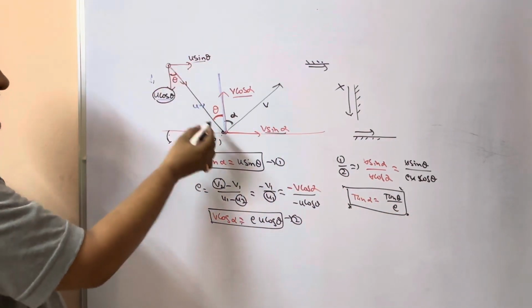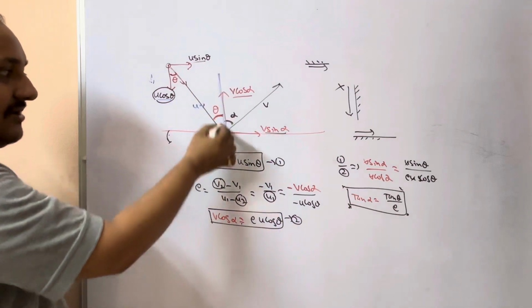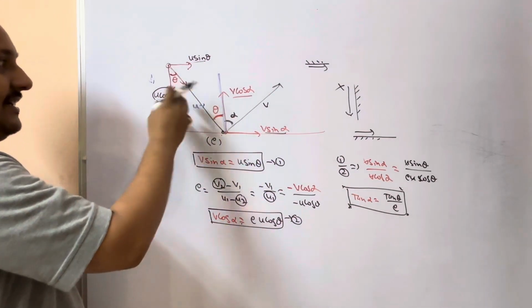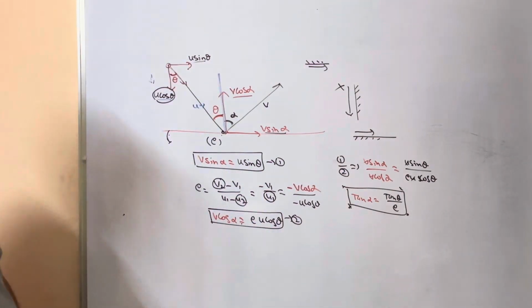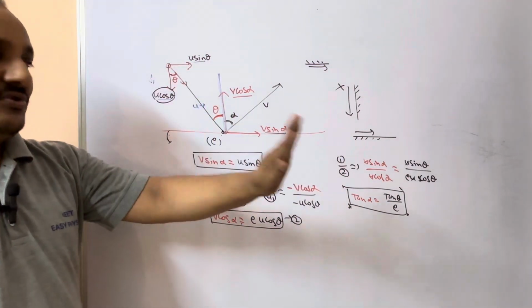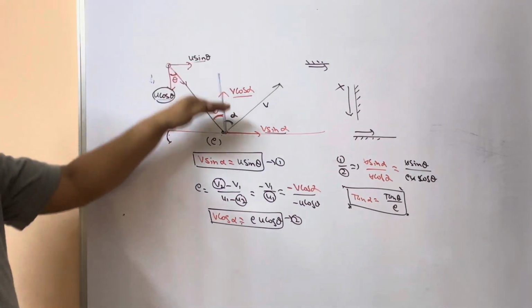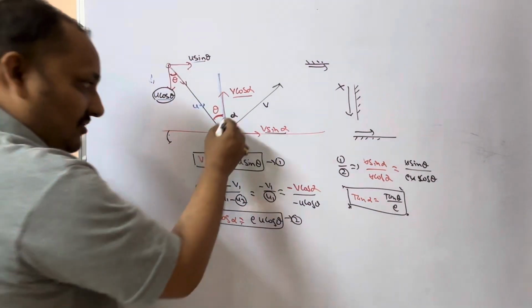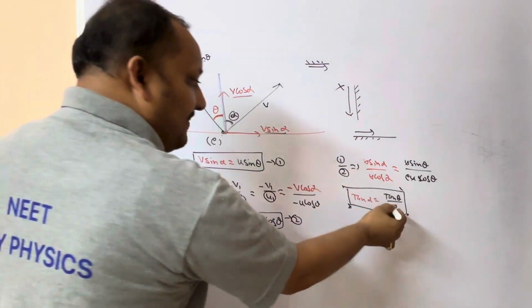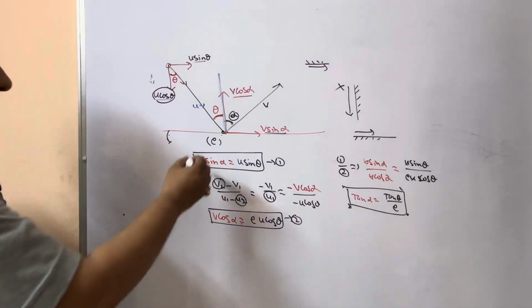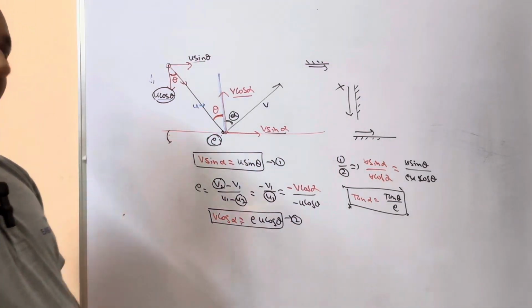Here I have taken the angle with the normal. Sometimes they will give the angle along the wall, and at that time the resolution will come differently. But whatever is along the wall, there is no change in velocity. Perpendicular to the wall only, you have to apply the coefficient of restitution. So the angle of reflection is given by tan alpha equal to tan theta by e, where e is the coefficient of restitution.